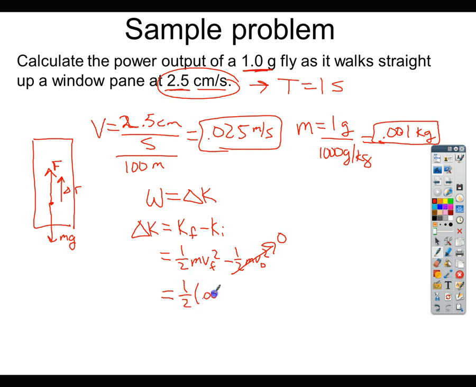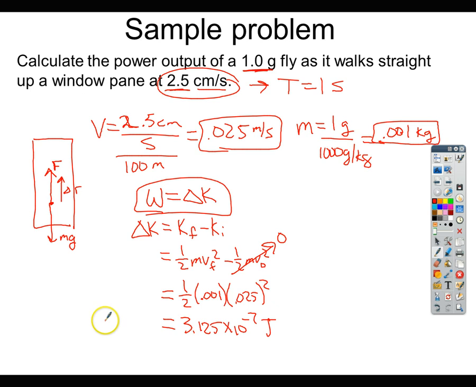This is 0.001 kilograms times the speed, which is 0.025 meters per second, and that's squared. And we end up with a change in kinetic energy of 3.125 times 10 to the negative 7th joules. Because we said work is equal to the change in kinetic energy, we can go ahead and say that kinetic energy is the same as the work here, and this would be the amount of work.